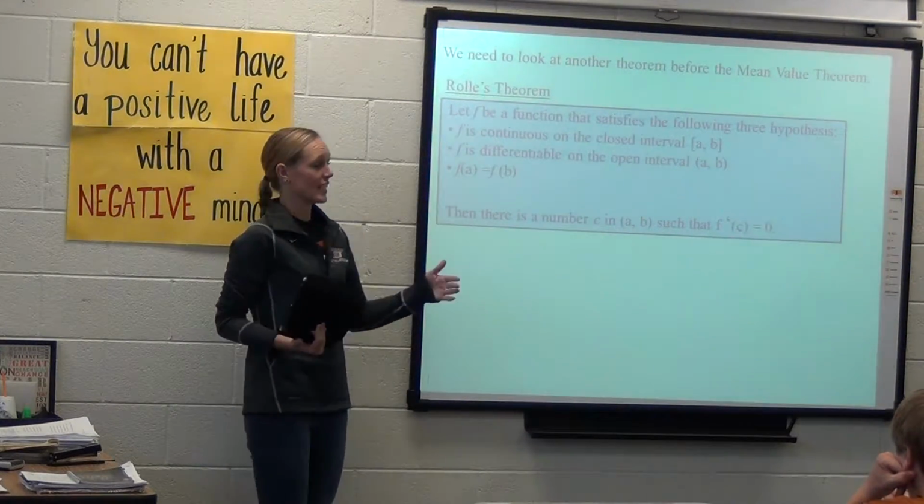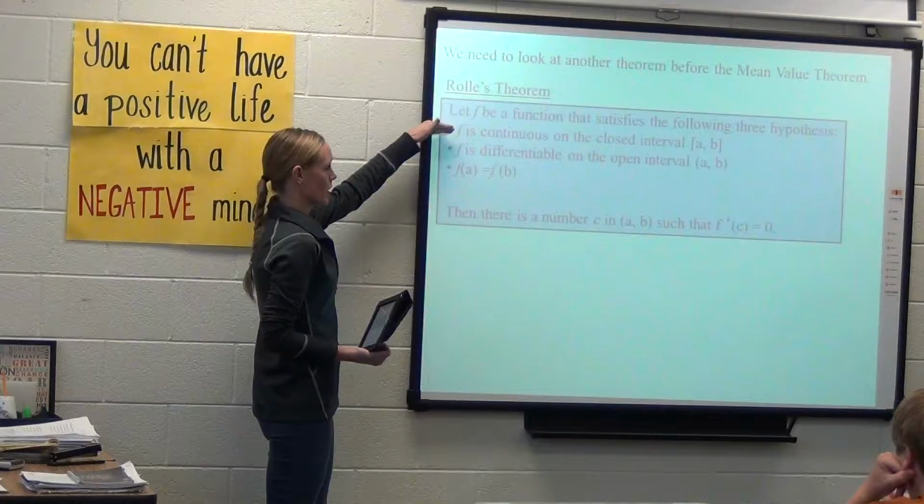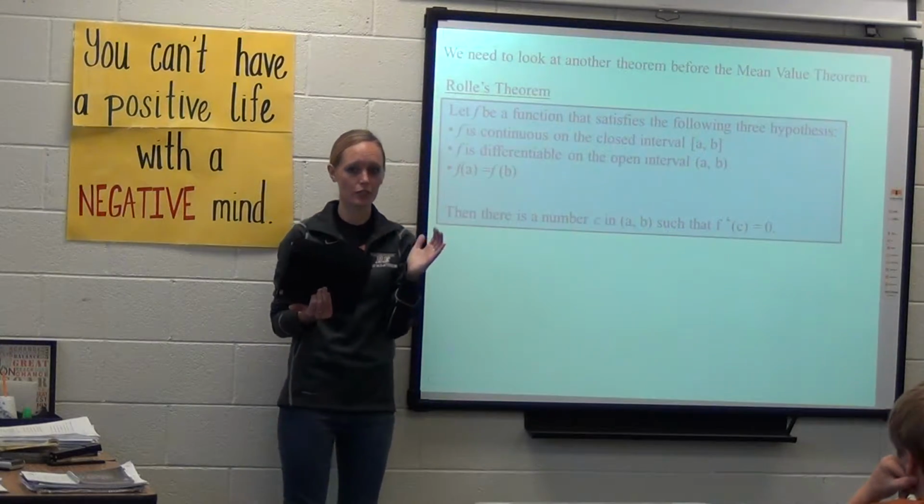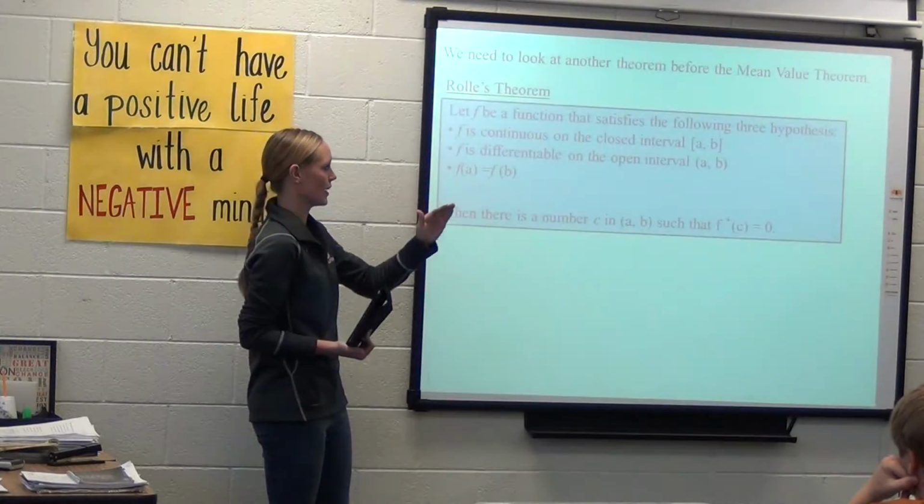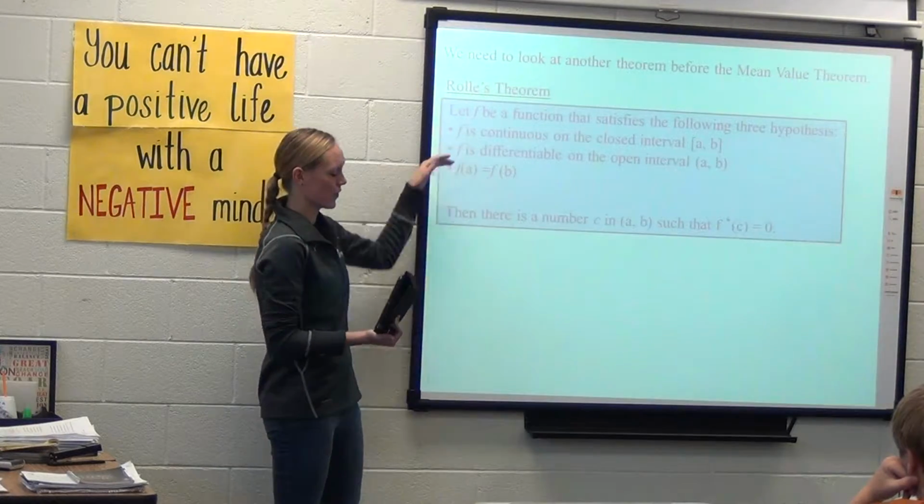Okay, so one more time. These three things have to be true. So the function has to be continuous on the closed interval that we're looking at, this interval that goes from a to b. It has to be differentiable on the open interval.